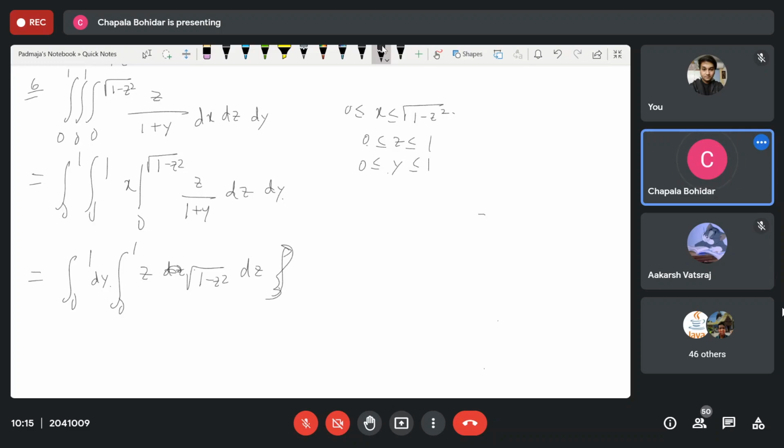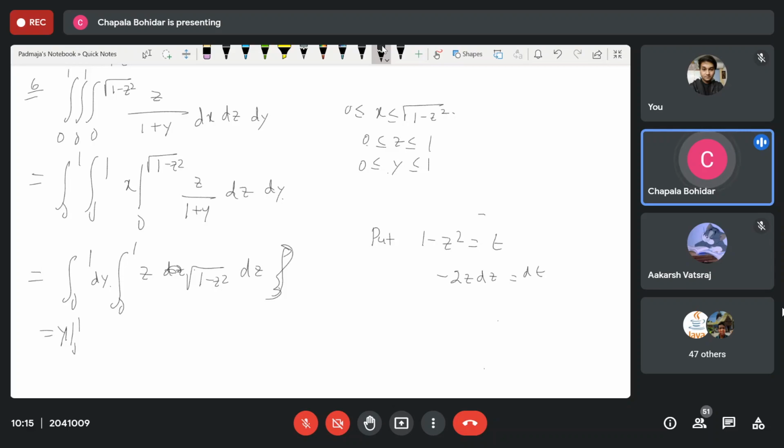So here, what will we do? Put 1 minus z square equal to t. Okay, so minus 2z dz is equal to dt. So z dz is equal to minus dt by 2. So I can write here equal to 0 to 1 dy. We'll get 1 by substituting the value here, y from 0 to 1, we get only 1.